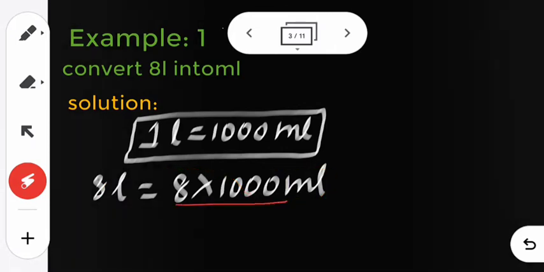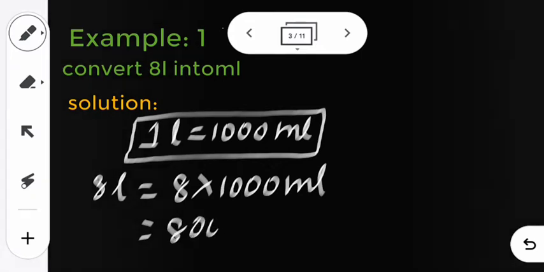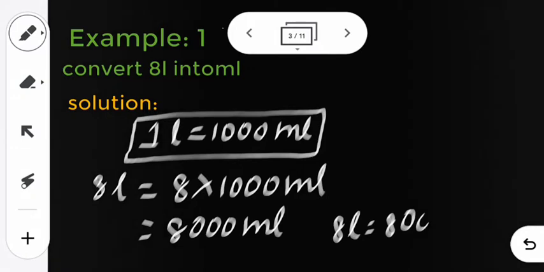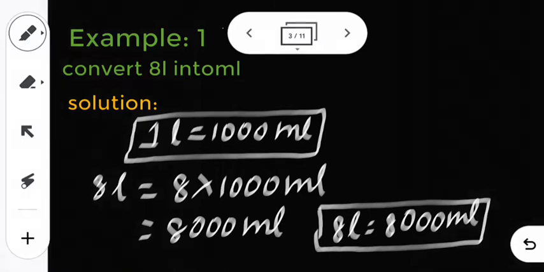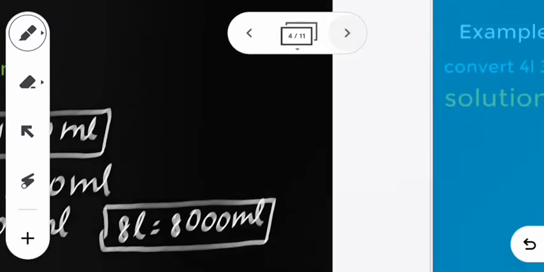Okay, now 8 into 1000, 8000. So it is 8000 milliliter. This is the answer. So last you take and write the answer. 8 liter equal to 8000 milliliter. Okay, next one.